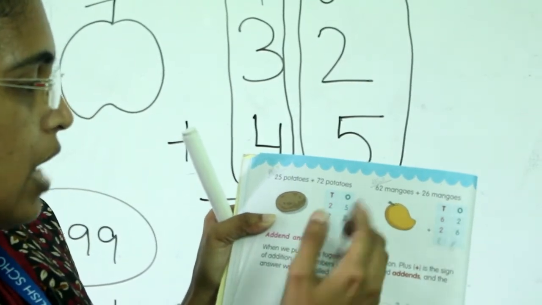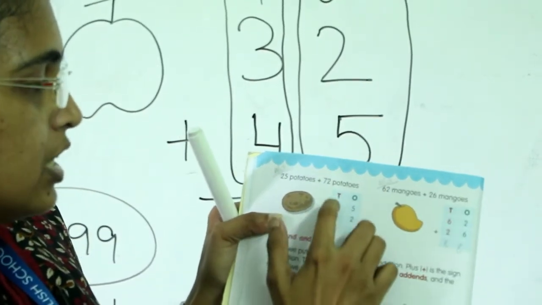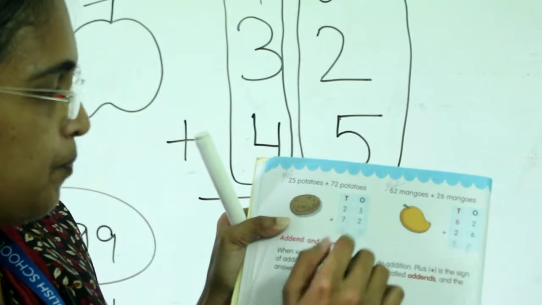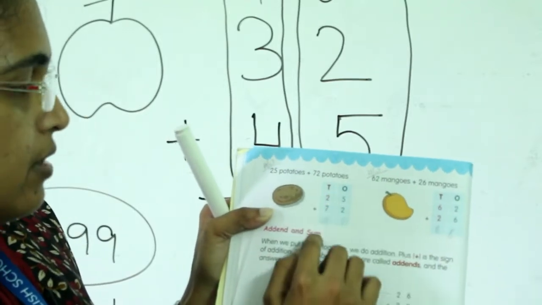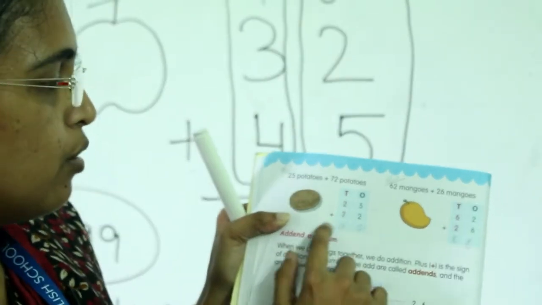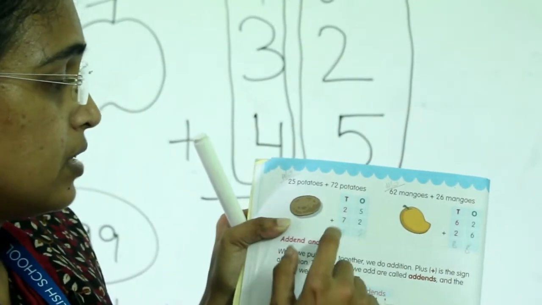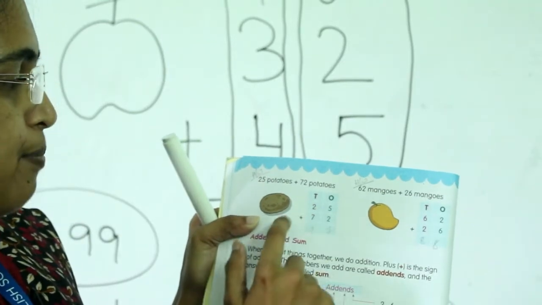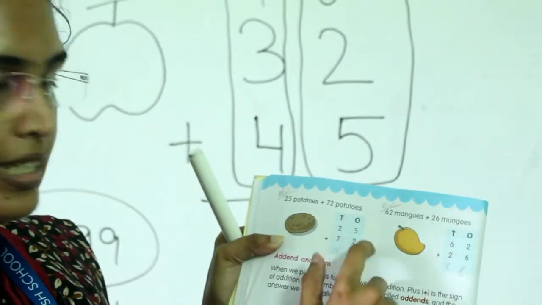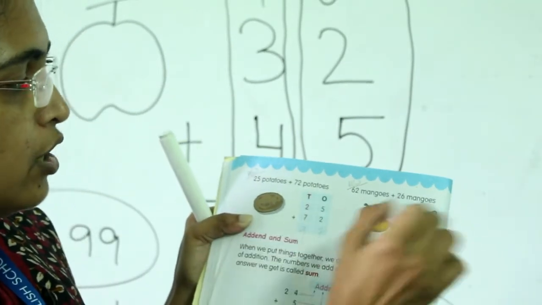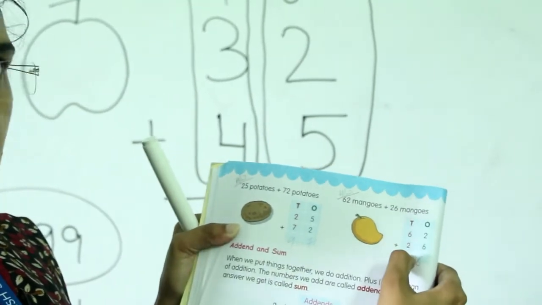After that you have to add the tens place. So when you add 2 plus 7, that is 9. So what will be the answer? 97. 25 plus 72 equals 97. So in this way do this one also. This is your homework. Okay.